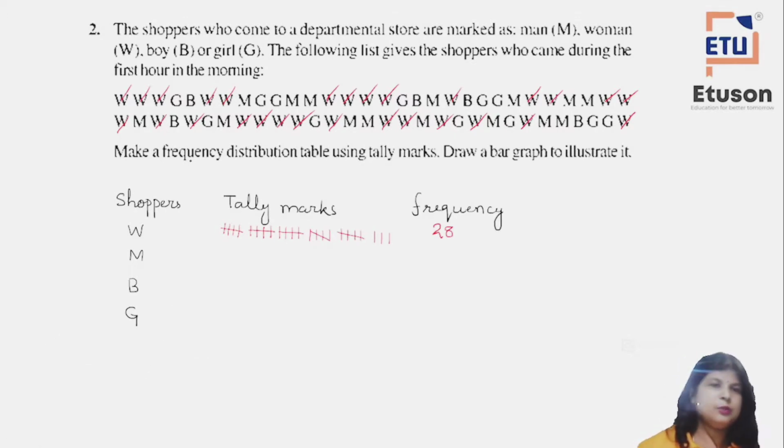So for men I am taking blue. So I am marking it with different colors so that it will be easier for you to find out the number and you won't commit any mistake, right? So for the men we symbolize it with M, right? So let us count 1, 2, 3, 4, 5, 6, 7, 8, 9, 10, 11, 12, 13, 14 and 15. So for the men the frequency is 15.